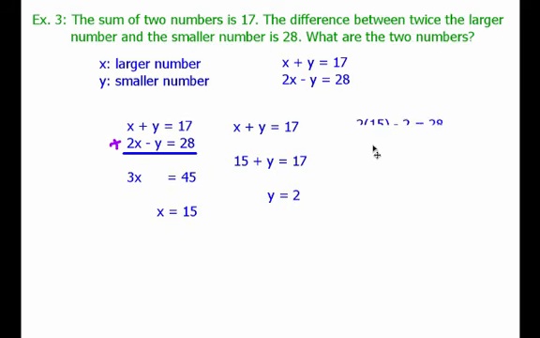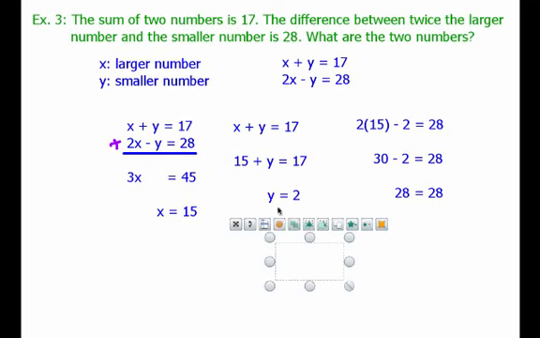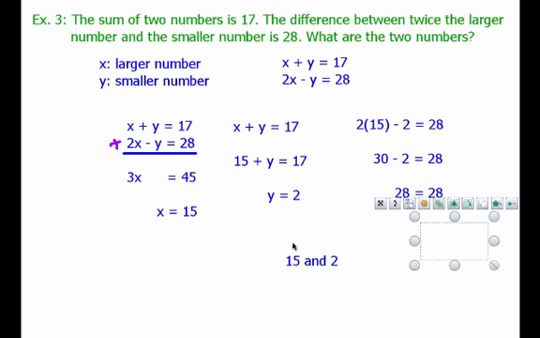Let's check our work by plugging into the second equation. 2x minus y equals 28. Plug in 15 for x and 2 for y. 2 times 15 is 30. 30 minus 2 is 28. So our answer is simply 15 and 2. 15 is the larger number, 2 is the smaller number.